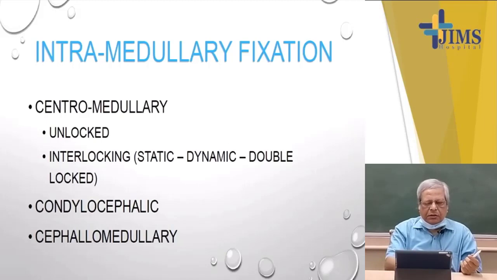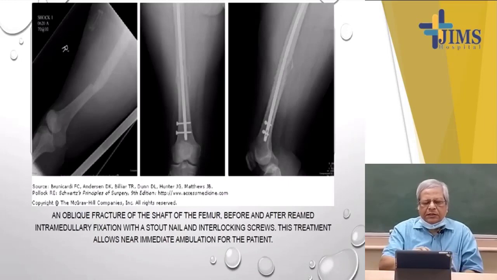Intramedullary fixation, as I was telling you, uses interlocking nails, which could also be an unlocked one. It's better to go for interlocking, or a condylocephalic nail, that is, in the case of the femur, from the knee joint up to the top, or a cephalomedullary nail. I'll come to this.